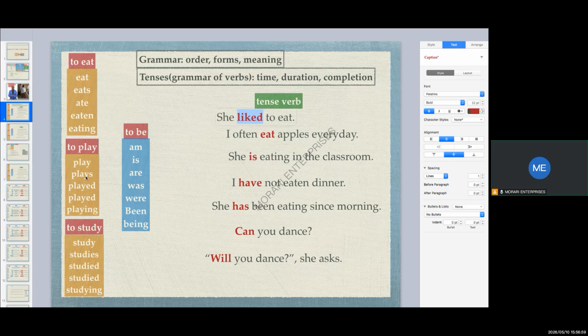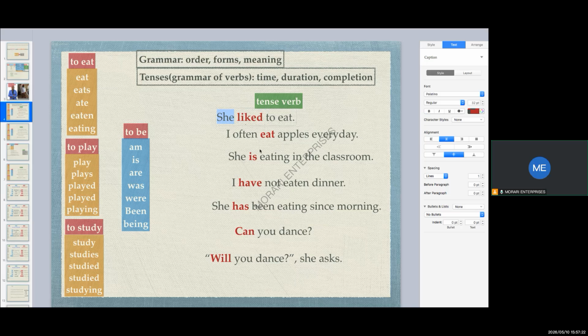So we've seen three forms of the verb here. We've seen like, likes, liked. So the time of action changes, and we get the change here. The subject changed from I to she, and we go from like to likes in the present. All right, so again, this makes this verb the tense verb. To eat does not change in all the circumstances.